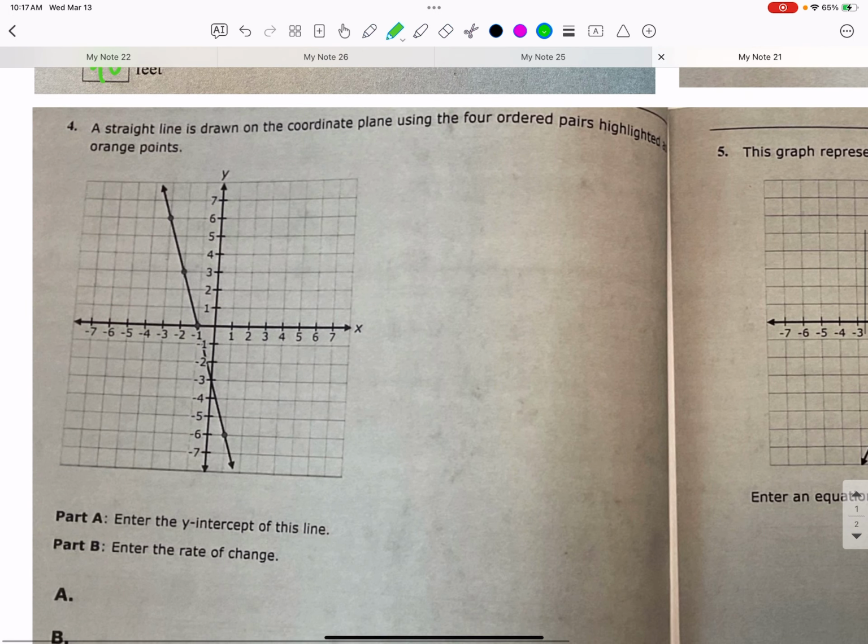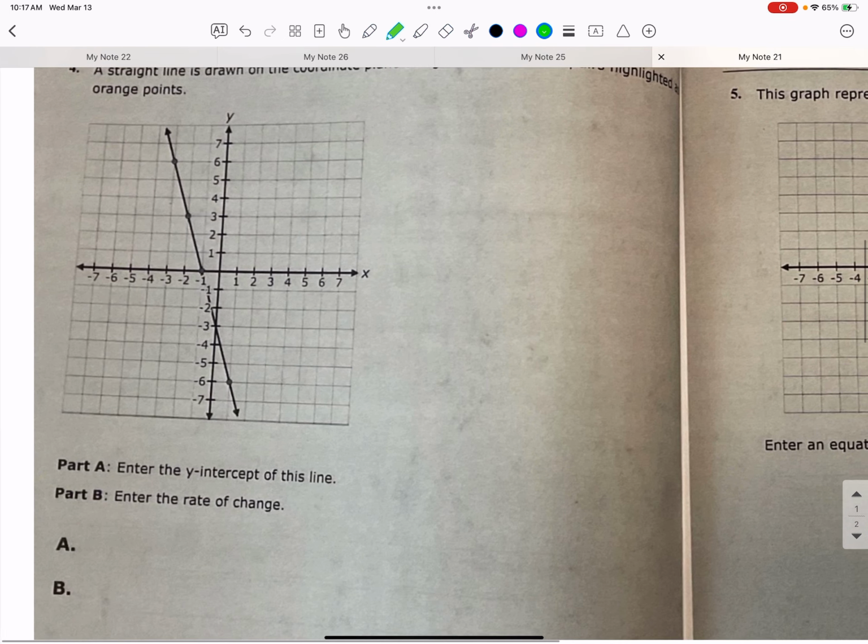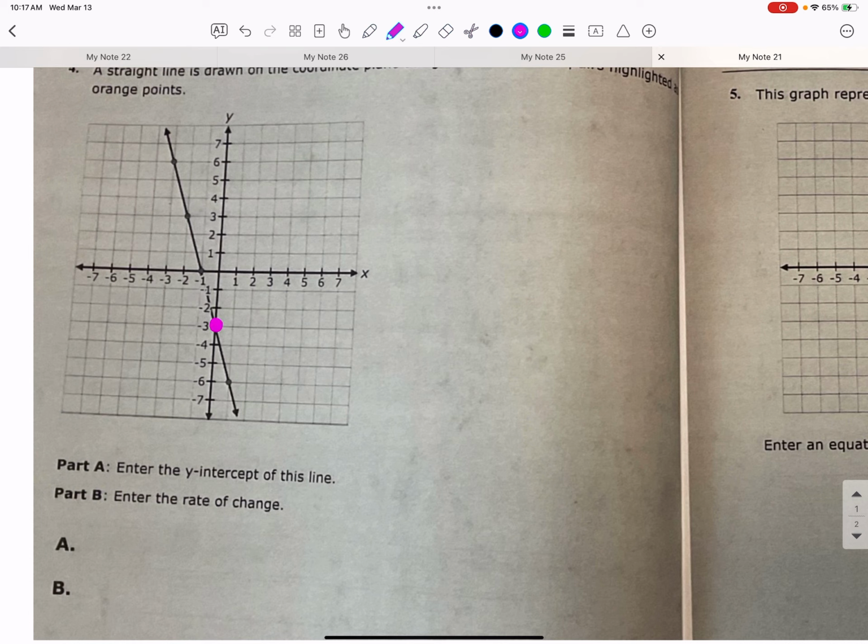Number 4. A straight line is drawn on a coordinate plane using the 4 ordered pairs highlighted in orange points. Okay, what's the y-intercept? Well, it looks like the y-intercept is right there at negative 3. What's the slope, rate of change? Okay, looks like I can use any down 3 over 1. Down 3 over 1 is also negative 3. All right.